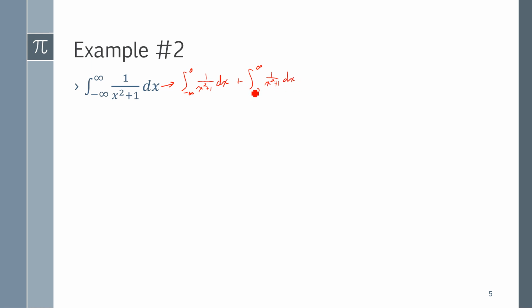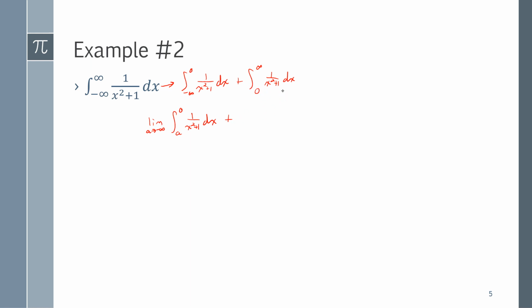Again, you don't have to use a 0. I do because it's generally an easy number to plug in. So then for my first integral here, I need to make it definite. So I'm going to replace negative infinity with an a, and then say, let's take the limit of this integral as a goes to negative infinity. And then I have my addition.